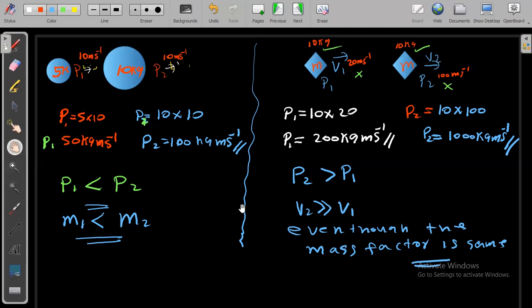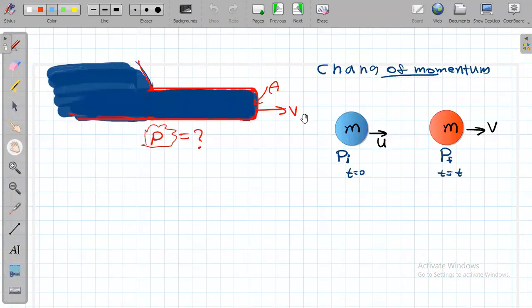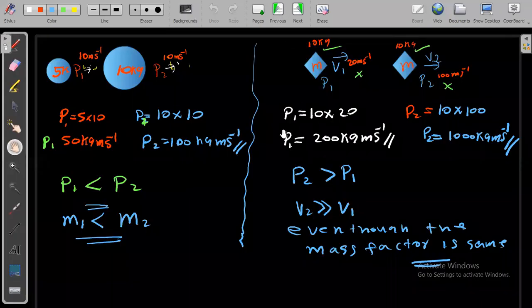This is not actually momentum. This is a really simple thing so far. The real momentum begins at this page: change of momentum. I will teach you what that is. Now, this is just touching it.